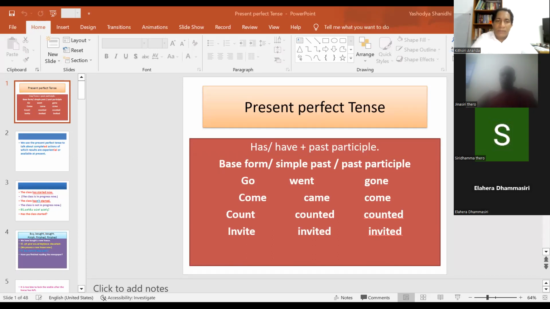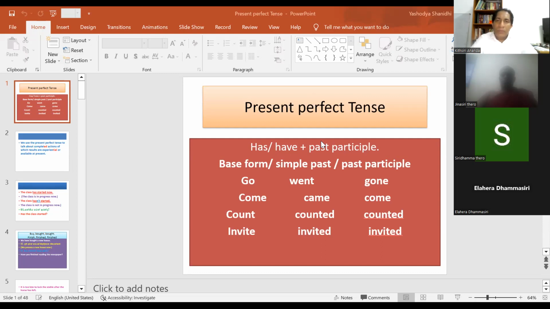The total context where we can actually use the present perfect tense correctly, both in conversational and written English.